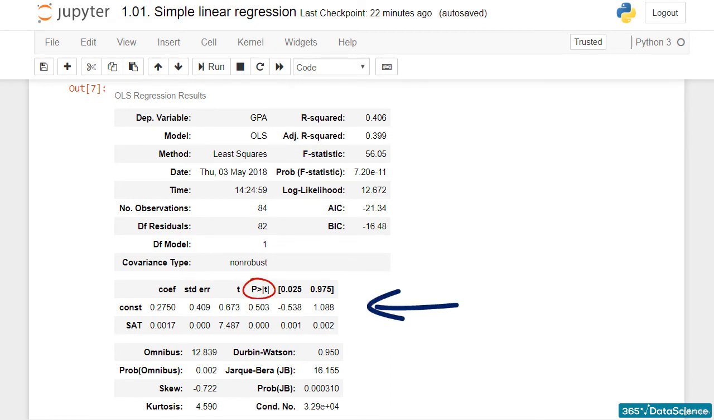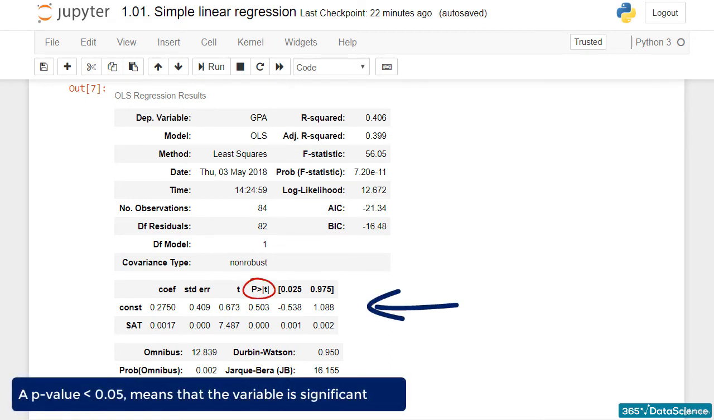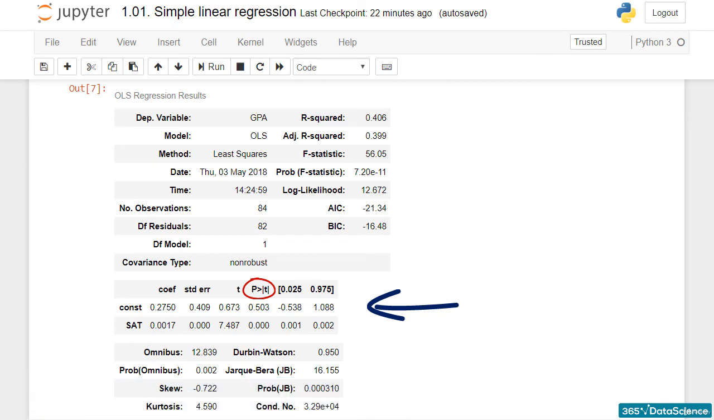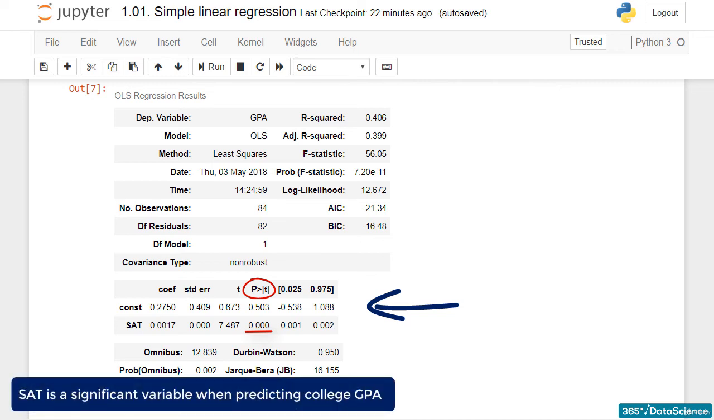As we know, a p-value below 0.05 means that the variable is significant. Therefore, the coefficient is most probably different from 0. Moreover, we are longing to see those three zeros. What does this mean for our example? Well, it simply tells us that SAT score is a significant variable when predicting college GPA.